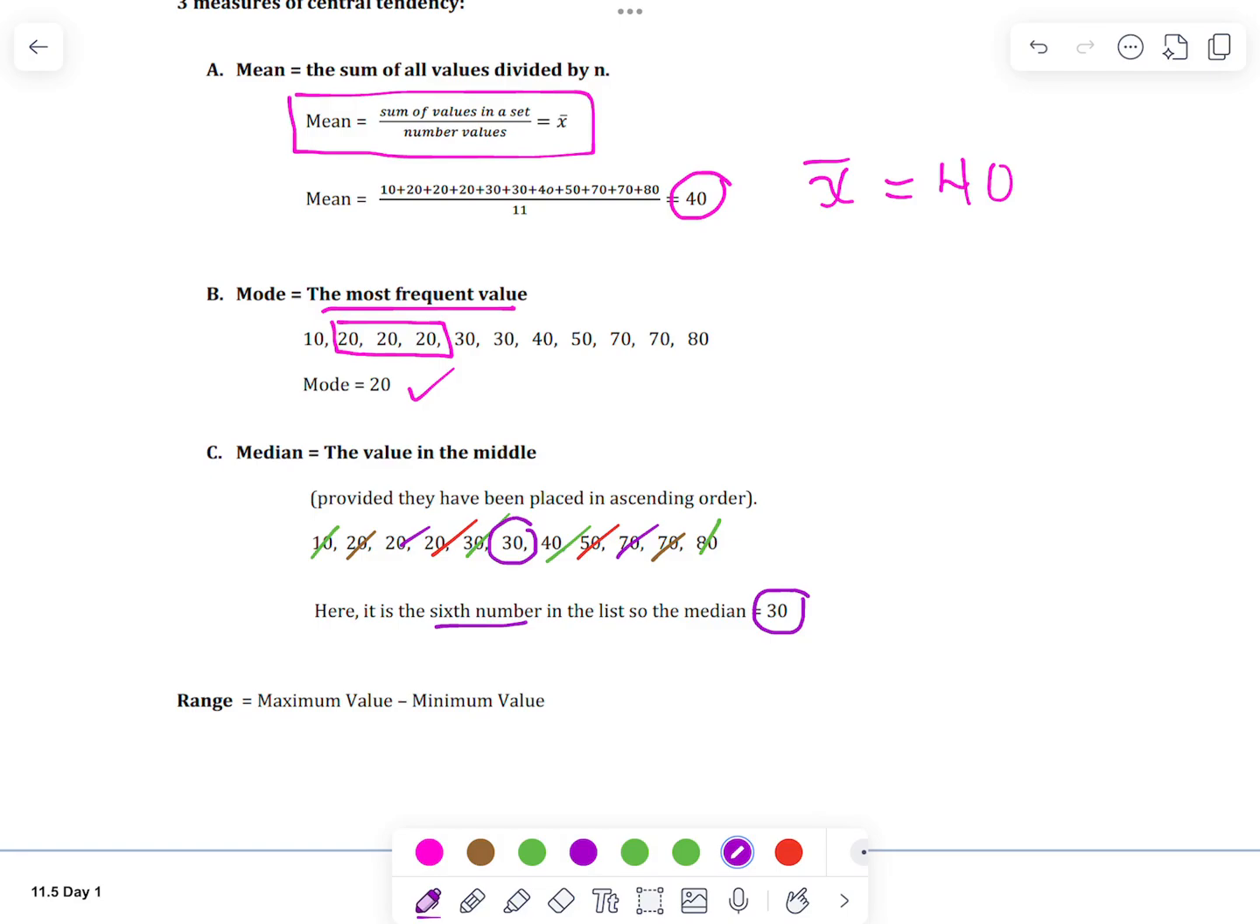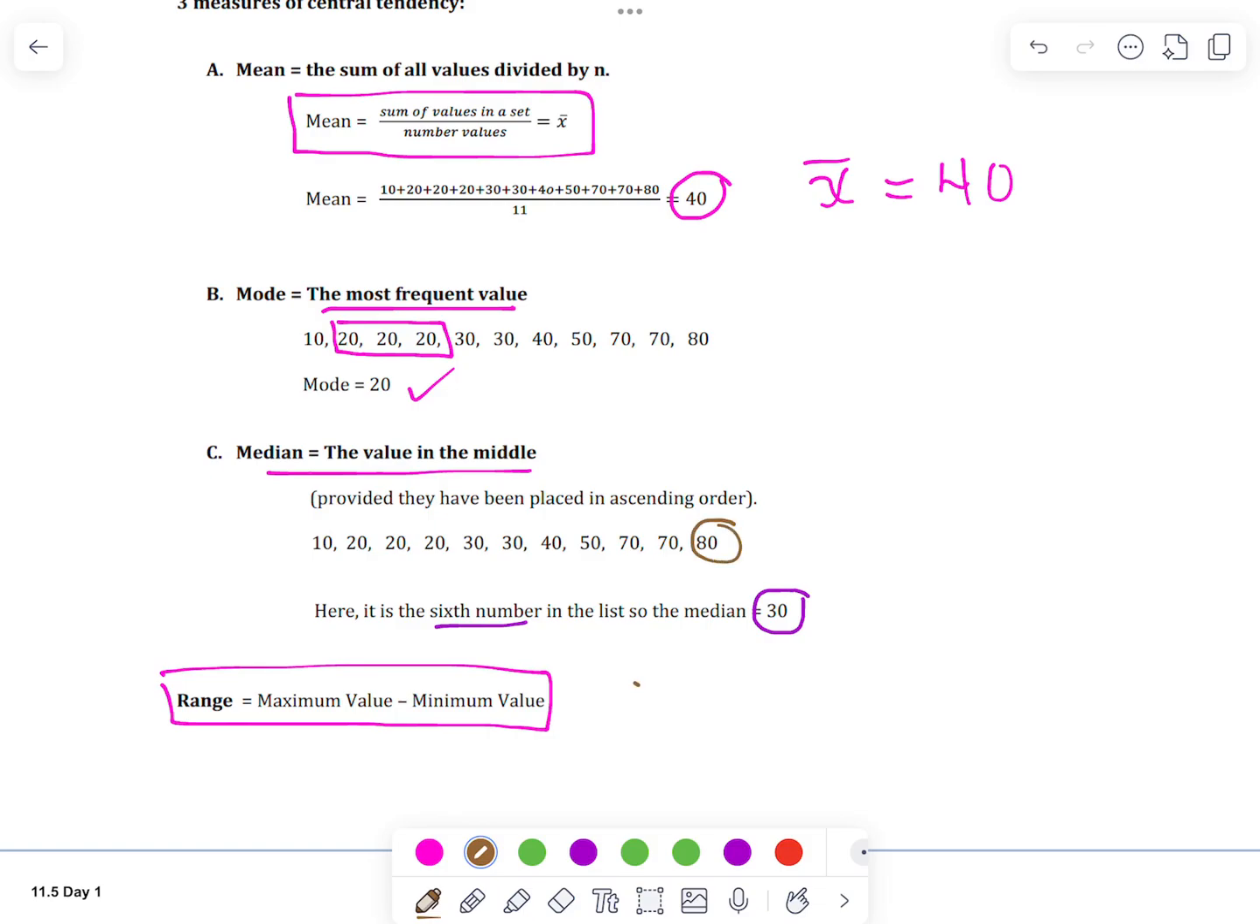The last thing, which is not a measure of central tendency, which we find is called the range. The range is the maximum minus the minimum. Highlight that, there's the median. So you'd find the largest data point, 80, minus the smallest, and the range of values is 70.